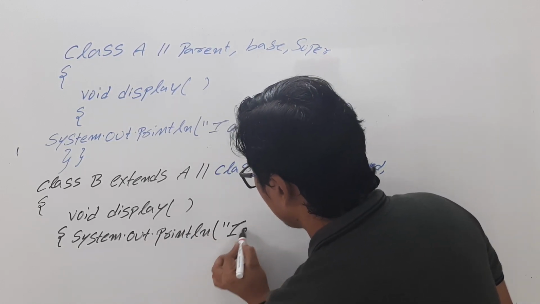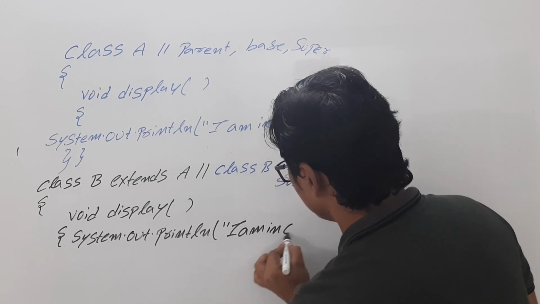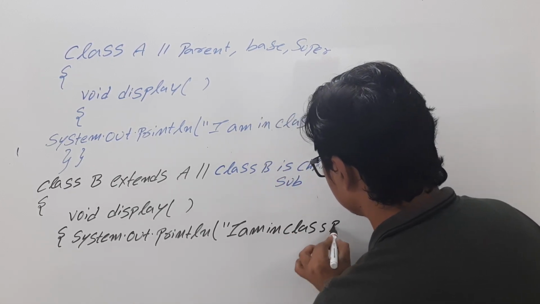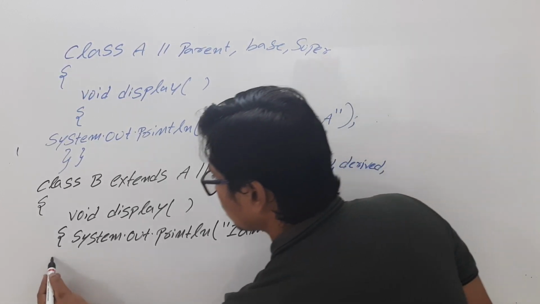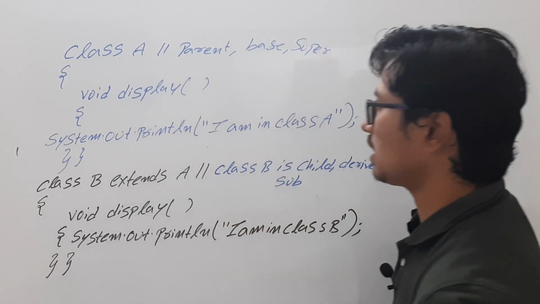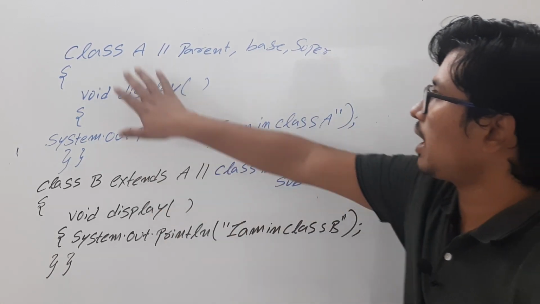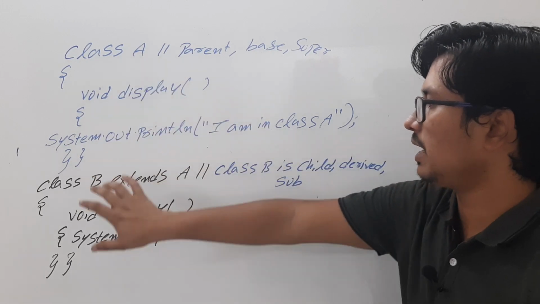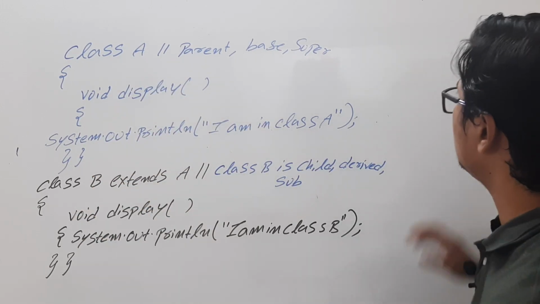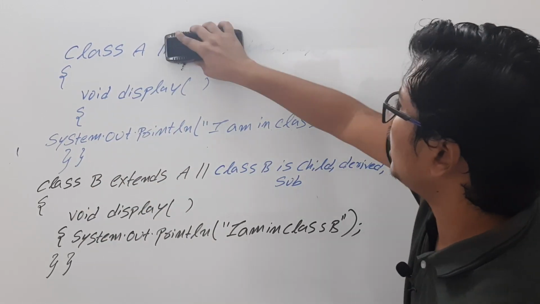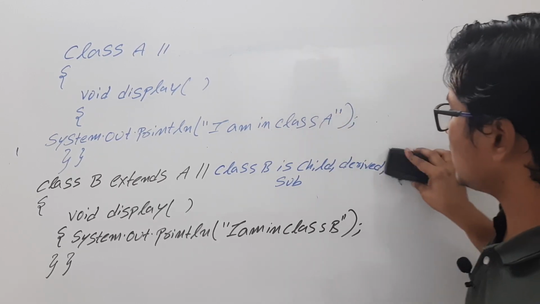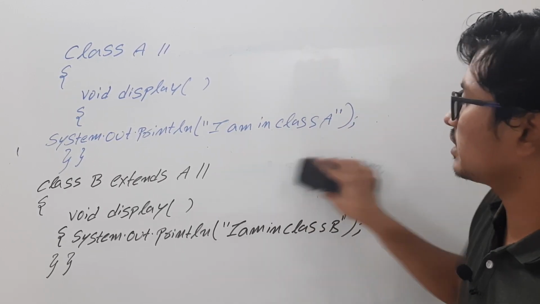I am in class B. Okay, I am in class B. And let me close this method and let me close the class. Okay, so I have a class A which is a parent class and class B which is a child class. Now what I will do is that I will write the main class or the driver class.